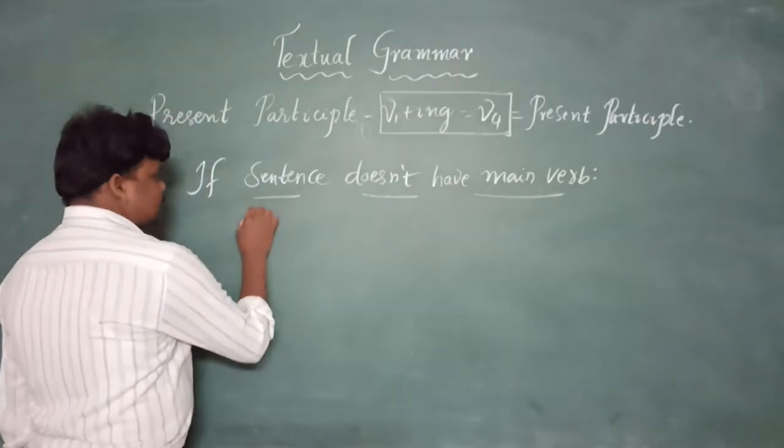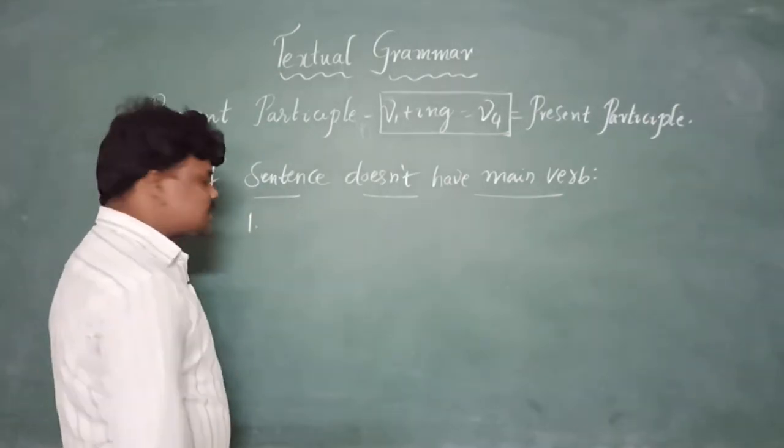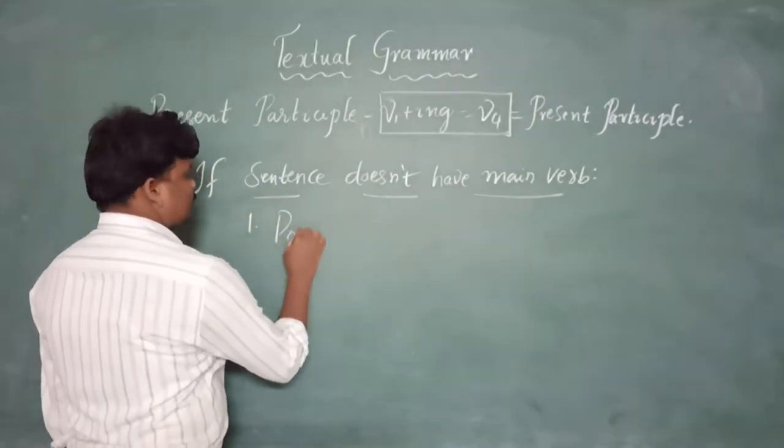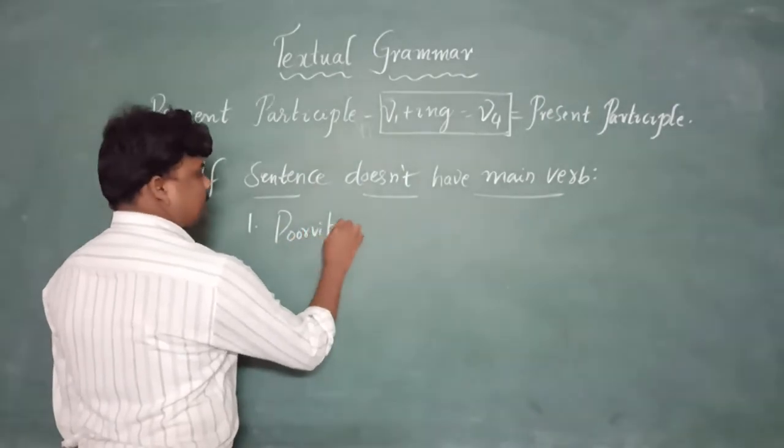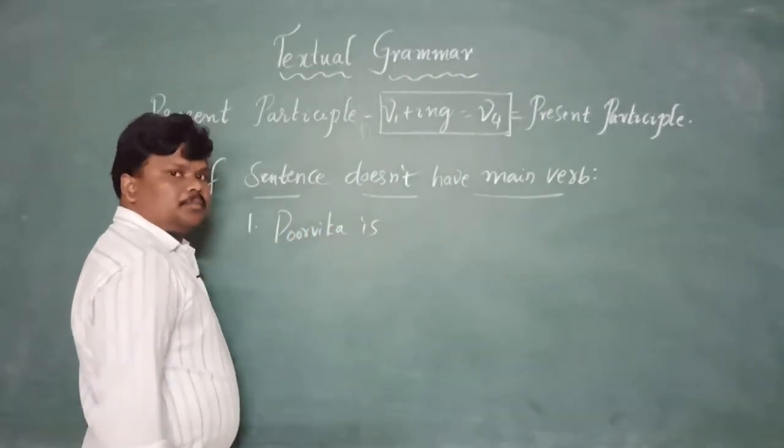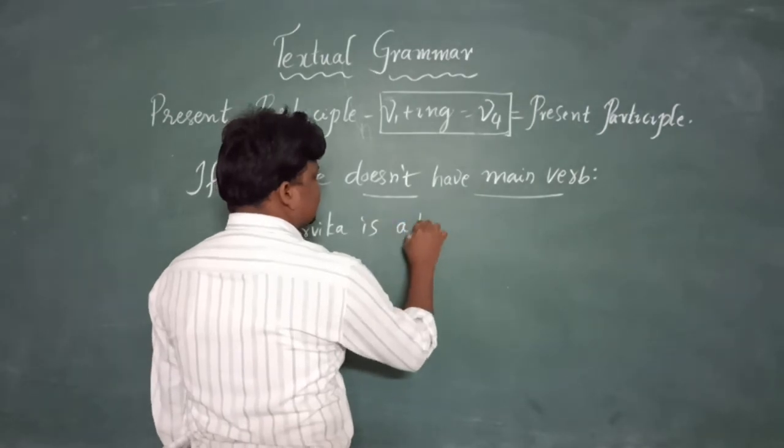Well, let's get into the first example. Purvika is a brilliant girl.